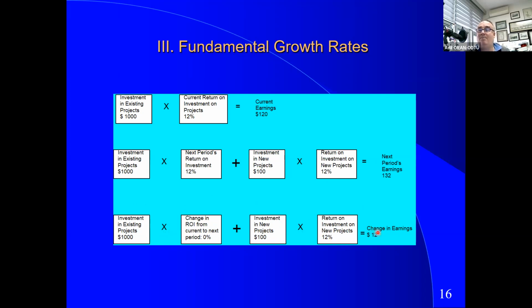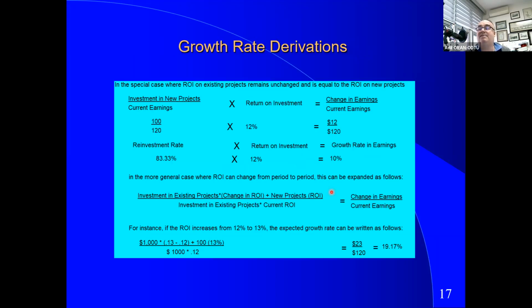So anytime we want to estimate growth, we need to look at old investments. Has there been a change in their profitability? And then second, what are our new projects and what is their expected profitability? So it will be the sum of these two sources which will create growth or shrinkage in earnings numbers. And that is the fundamental relationship.